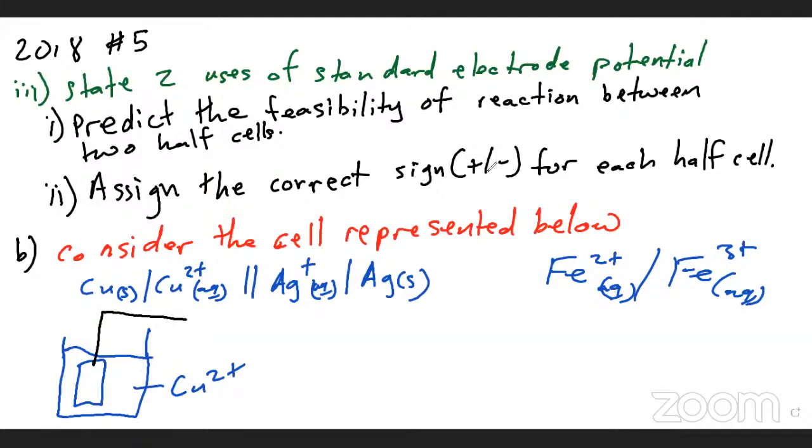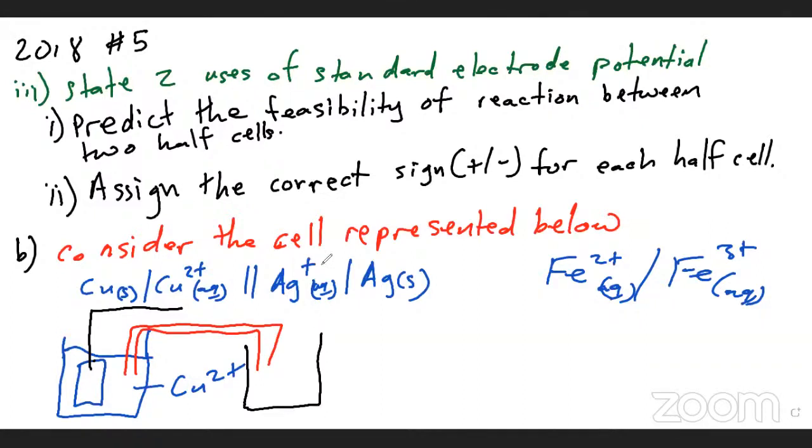Need space to draw this salt bridge. All right, let me just erase this. And then in this container, you have silver ions in contact with silver. So this is silver, this is copper.